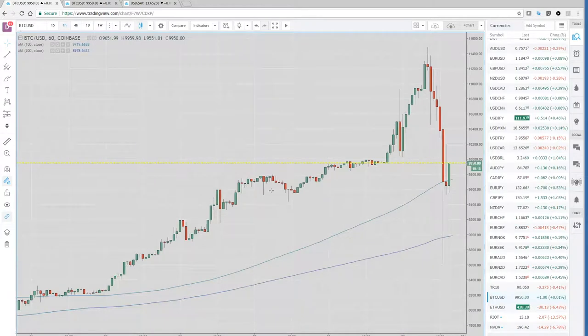Take a look at this hourly price action. This is just crazy. Had a little spinning top here. Decent down move. Took out a few hours of the lows. And then check out this bar from a couple hours ago.